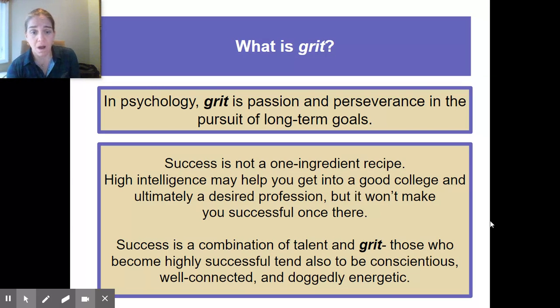So success is a combination of talent and grit. Those people who are the most quote unquote successful tend to be conscientious. They also tend to be very stubborn and willing to work in the face of adversity.